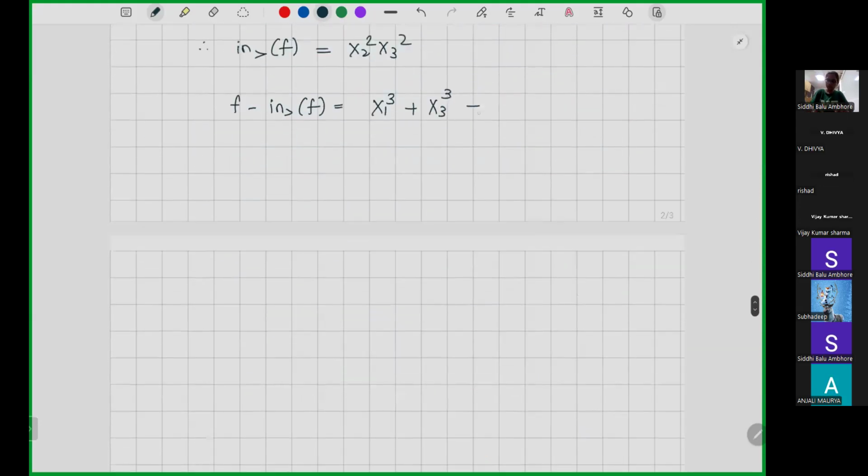Plus x3 cube, plus x2, x3 square, plus x2, x3 cube. Okay, and here again, these are degree 3 terms, degree is equal to 3, and here degree is 4. So therefore, the initial term of this f minus in f is this x2, x3 cube. Is this okay?